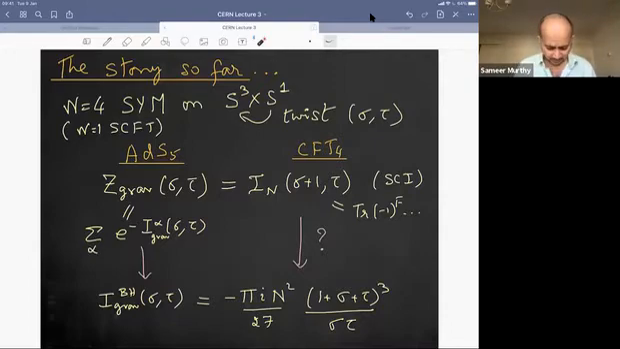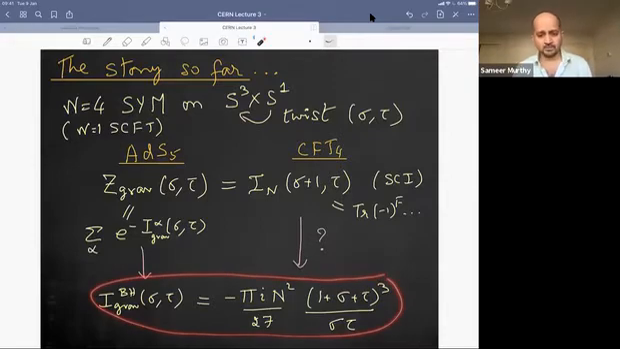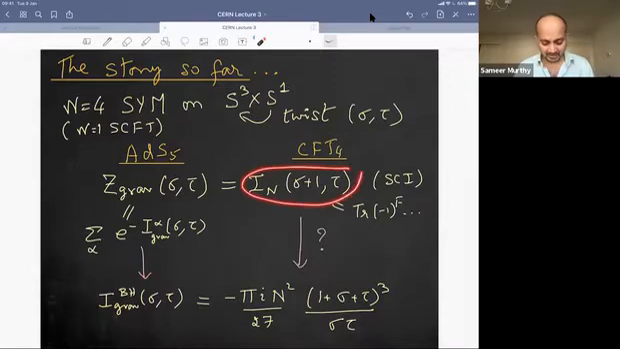Wait, I want to say one more thing. The main question for today is: can we recover this black hole action from the superconformal index? Apologies for the notation, which is conventional and I didn't want to change it. So the main question is, can we extract this on-shell action of the black hole from the superconformal index? Any questions about this?